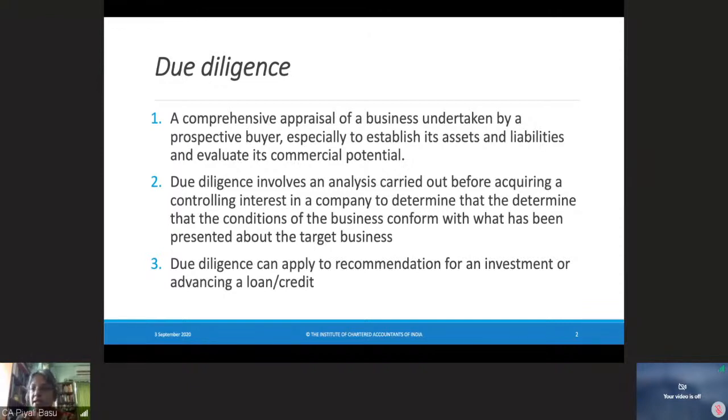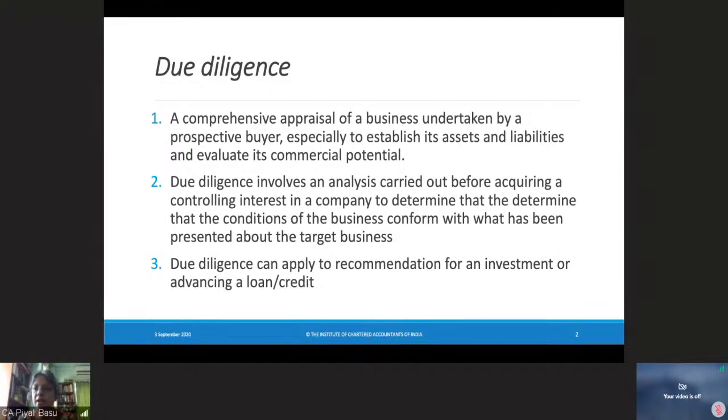And it is not necessarily restricted to the financial aspects. Please remember, my dear students, that it is not necessarily restricted to the financial aspects of an organization or a business in which an investor is proposing to invest. There are other aspects also.